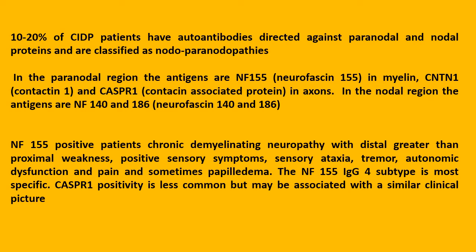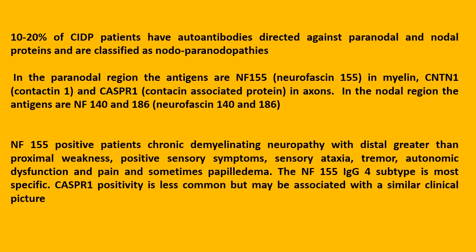10 to 20% of CIDP patients have autoantibodies directed against paranodal and nodal proteins and are classified as nodopathies or paranodopathies. In the paranodal region, the antigens are NF155 in the myelin and CNTN1 and Caspr1 in the axons. In the nodal region, the antigens are NF140 and 186.